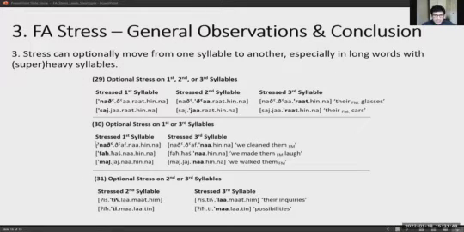The third observation is that stress can optionally move from one syllable to another, especially in long words with heavy or super heavy syllables. So in 29, stress can fall on any of the first 3 syllables. So it can be on the first syllable, the second syllable, or the third syllable. But in 30, stress can be either on the first or the third syllable, but not the second syllable. And these examples in 30 show the case I was talking about, where CVV syllables attract stress more than a medial CVC syllable. And then in 31, stress can fall on either the second syllable or the third syllable.